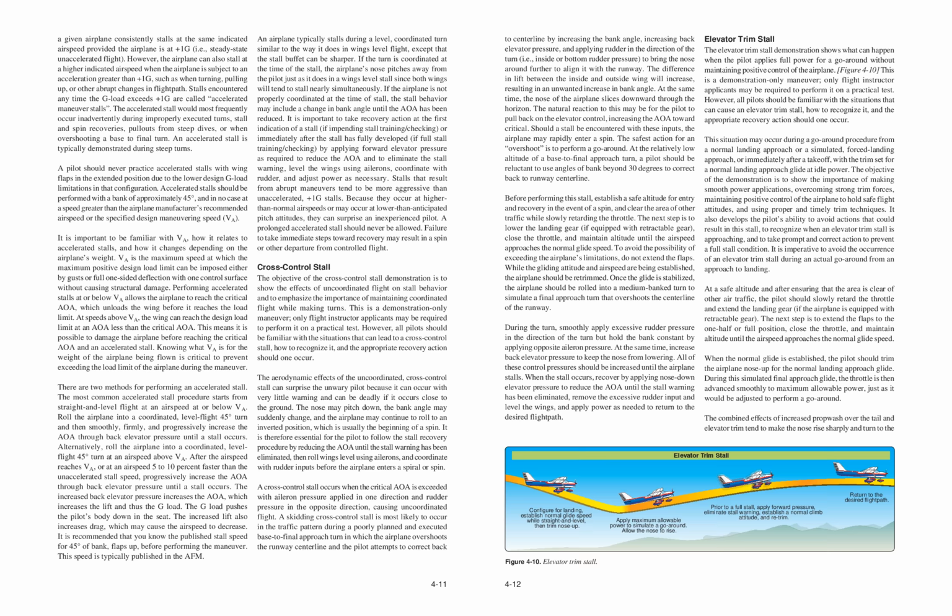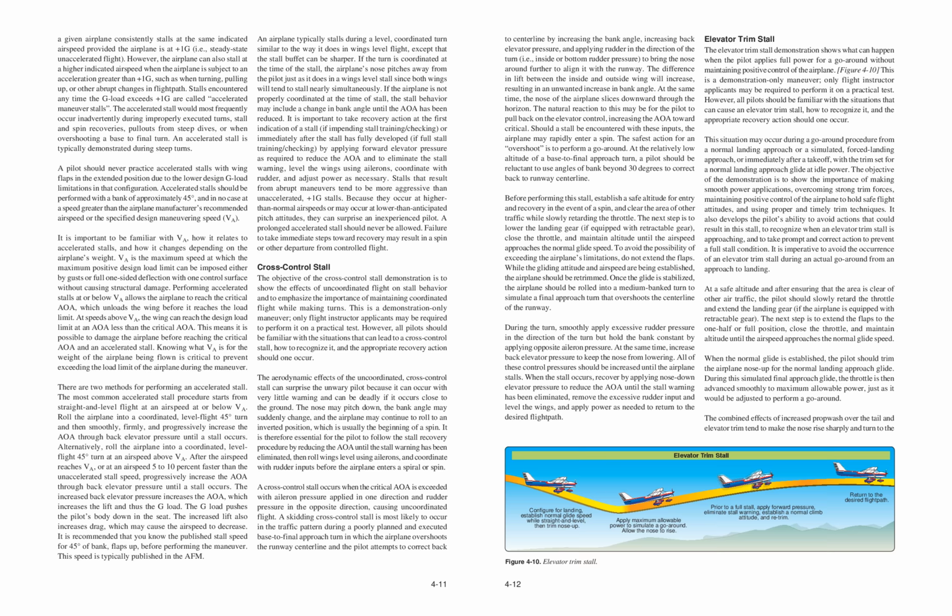However, all pilots should be familiar with the situations that can cause an elevator trim stall, how to recognize it, and the appropriate recovery action should one occur. This situation may occur during a go-around procedure from a normal landing approach or a simulated forced landing approach, or immediately after a takeoff, with a trim set for a normal landing approach glide at idle power.